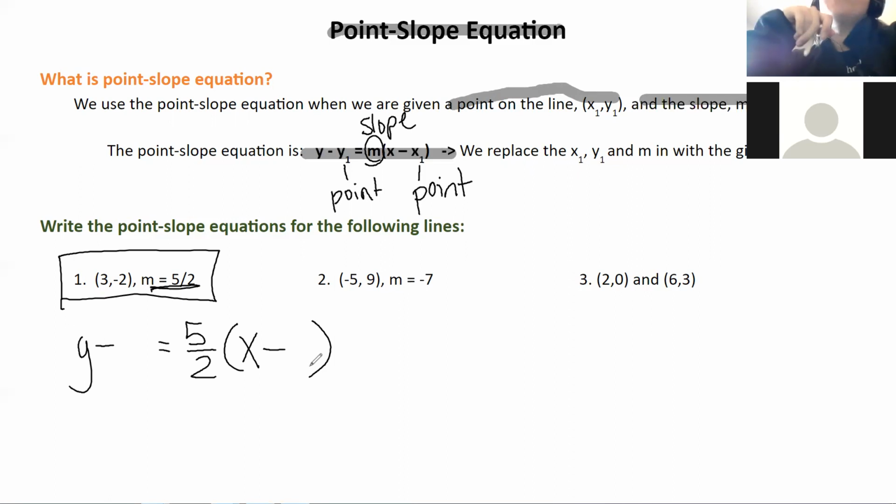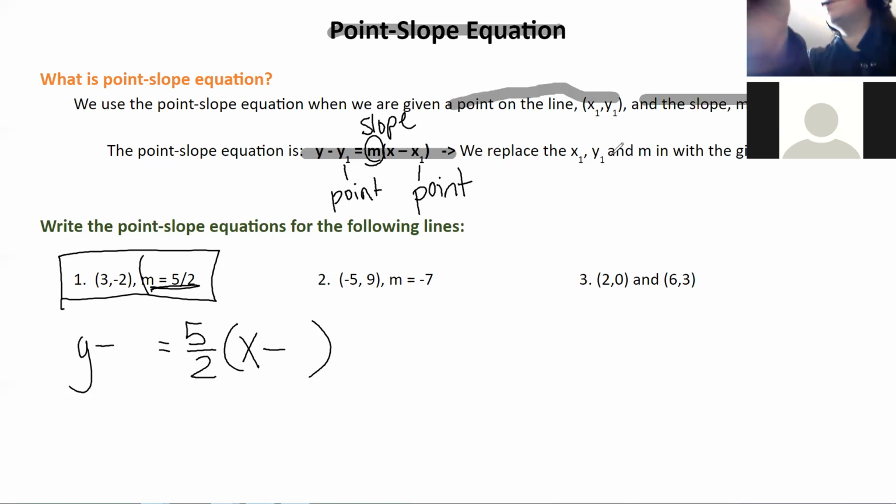Yeah. So when we do this, you always put the m in front of the parentheses. It always stays there. Always, always. And then your point comes from that other point they give you. Yeah, Lucy, very good job.